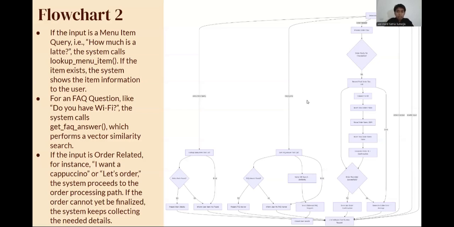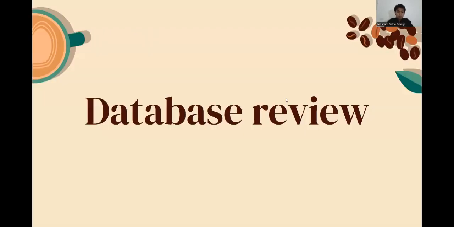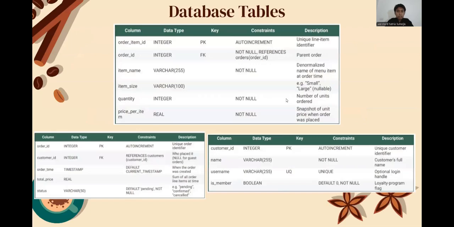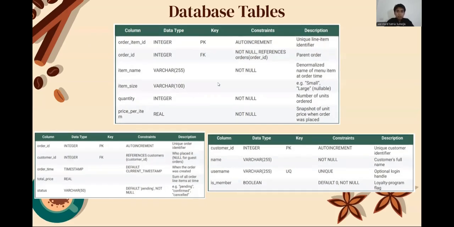The next up is the database review. So database is a very important concept in this application, which we cannot skip in this presentation. So first of all, we will discuss the database tables. We have three main database tables in this application. The first one is order, the second one is customer, and the third one is order item.